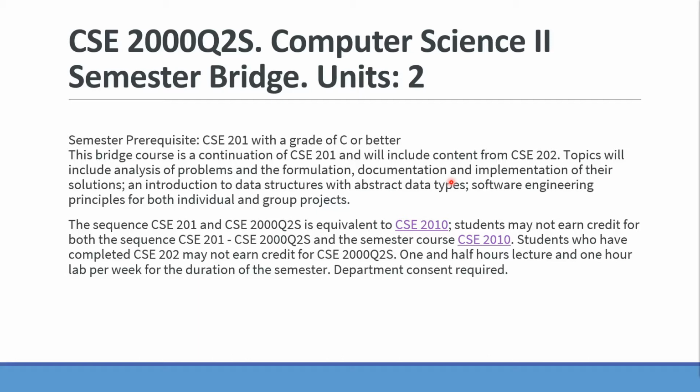So, I just thought I'd begin by going over the course description. This is CSE2000Q2S Computer Science 2, worth 2 units. The semester prerequisite for this class is CSE201 with a grade C or better. This bridge course is a continuation of CSE201 and will include content from CSE202. Topics will include analysis of problems and the formulation, documentation, and implementation of their solutions, an introduction to data structures with abstract data types, and software engineering principles for both individual and group projects.